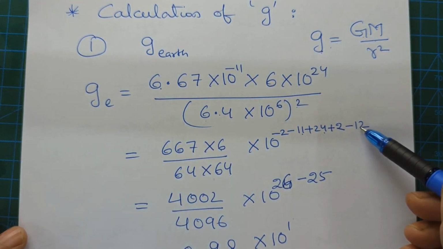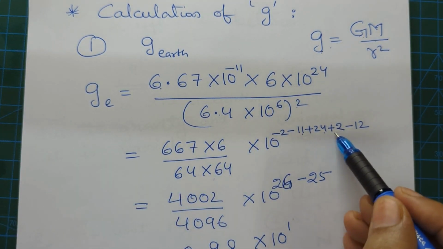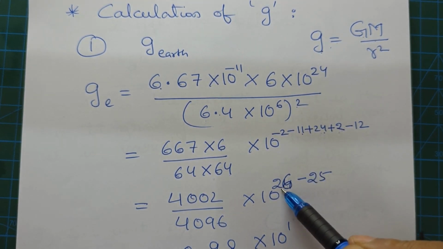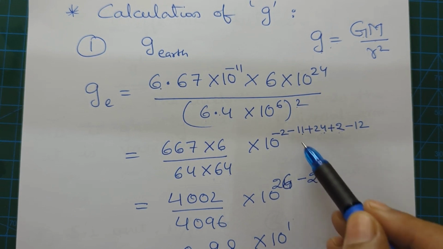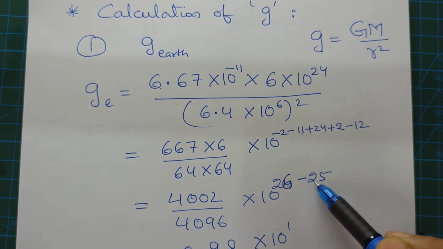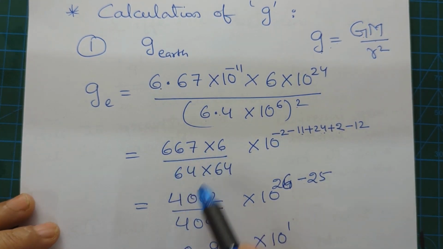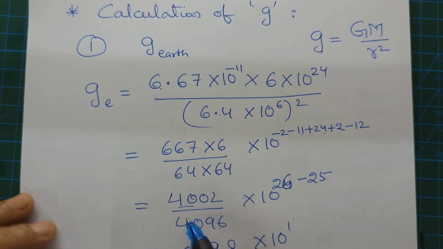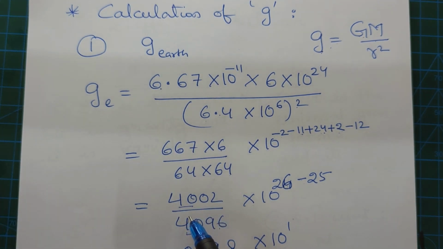So this is a collection of 10 to the powers. Here we add all the positives. 24 plus 2 is 26. And then from the sum of positive, we subtract the sum of negatives. So minus 2, minus 11, minus 12 is negative 25. When we multiply these two, it is 4002. When we multiply 64 into 64, 4096. 40 upon 40 is 1. But you see, the 4-digit number, denominator is big. In that case, the overall fraction value is a bit less than 1.